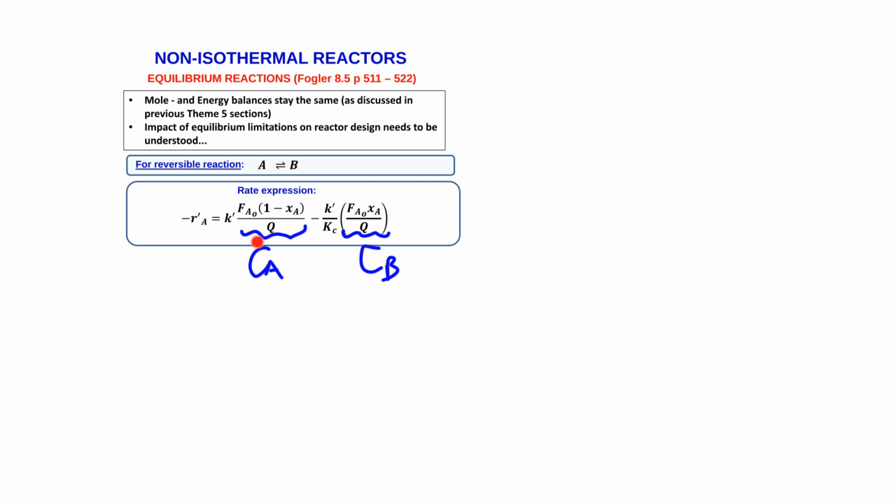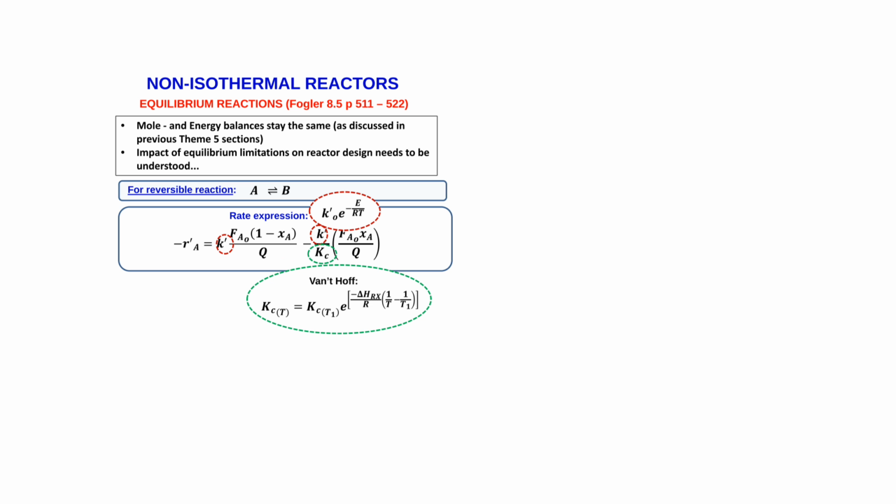In addition to these two concentration effects, we have two temperature-dependent parameters in our rate equation. First, the Arrhenius temperature dependence of our forward rate constant, which also forms part of the reverse rate constant. With an increase in temperature, there is an exponential increase in this rate constant. In reversible reactions, we also have to contend with the temperature-dependent equilibrium constant.